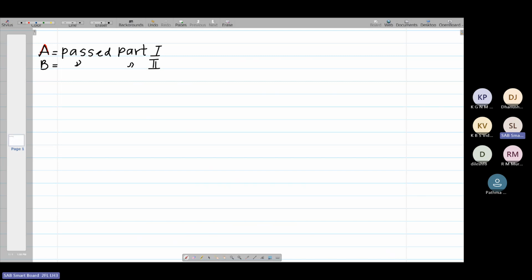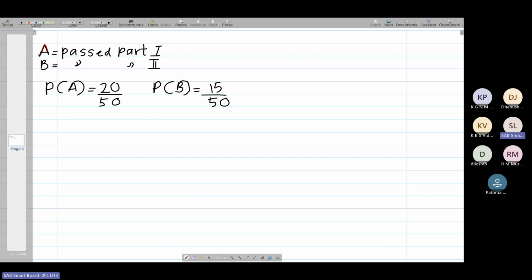Okay, then what is the probability of A? How many students passed part 1? 20. Then it means 20 over 50. Yeah, that's the first information. Then passed in part 2, what is the probability? How many students passed part 2? 15. 15 over 50.